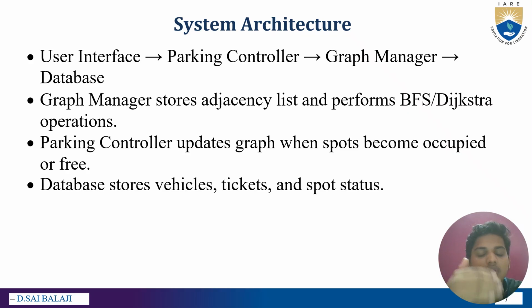How did we arrange the stages in the architecture of this parking slot management? You can see here user interfaces. You can make a parking controller, a graph manager, and a database system using SQLite or MongoDB, or Django. The graph manager stores adjacency lists and performs BFS and Dijkstra operations on them, and the parking controller updates the graph when spots become occupied or free. The database stores vehicles, tickets, and spots.